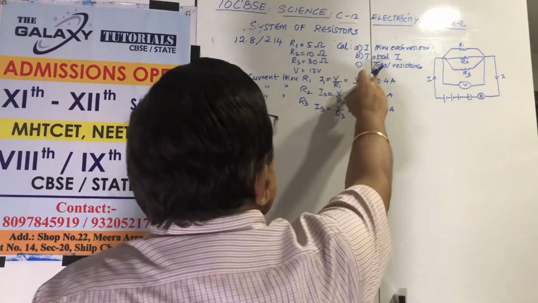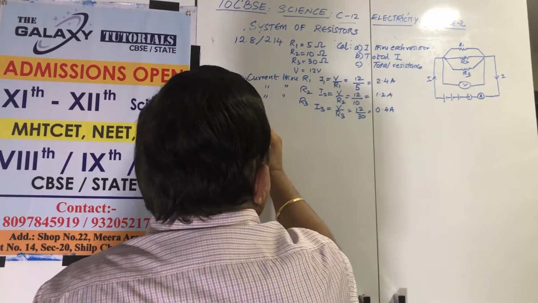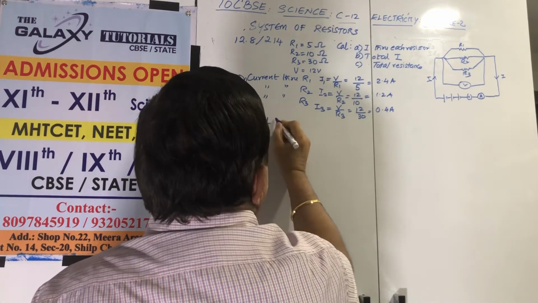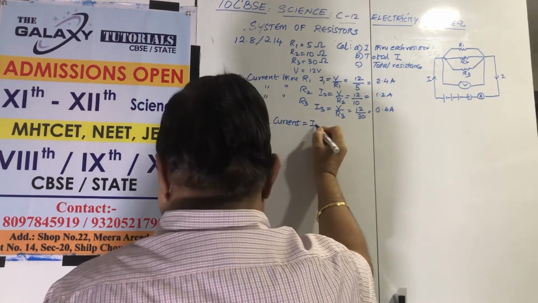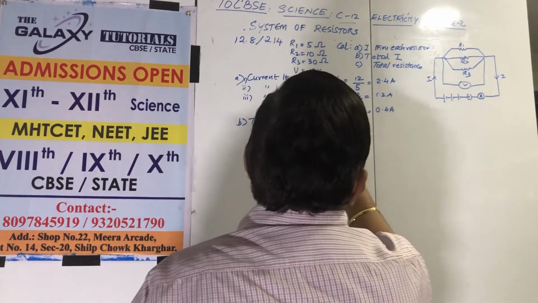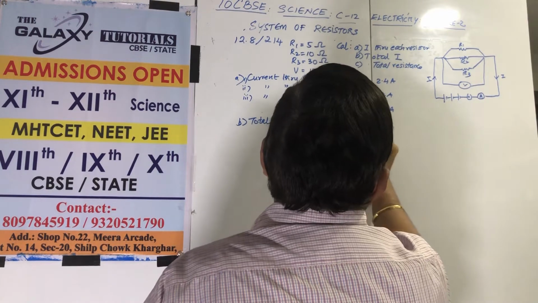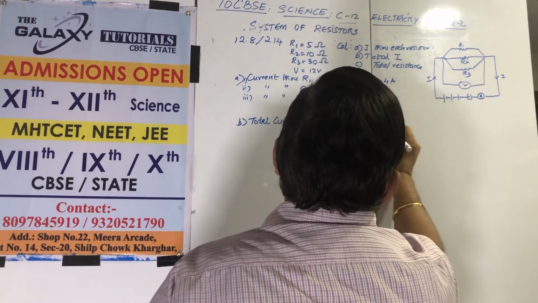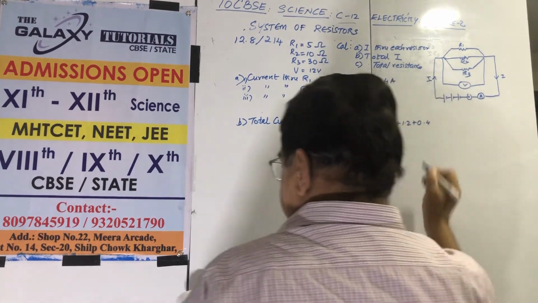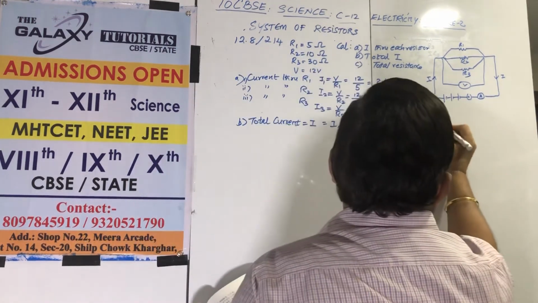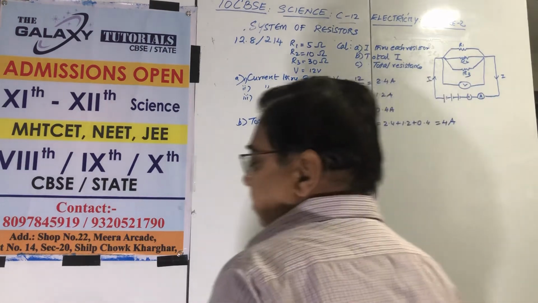But we can go for total current second. Total current is mathematics, my friend. I think you know how to add I1 plus I2 plus I3, 2.4, 1.2, 0.4. So this will give me 4 amperes is my second answer.